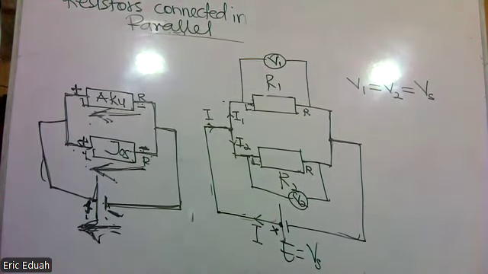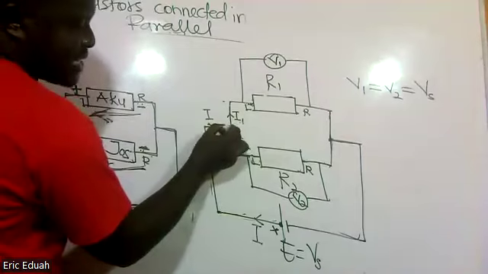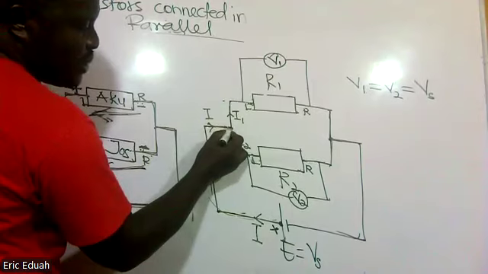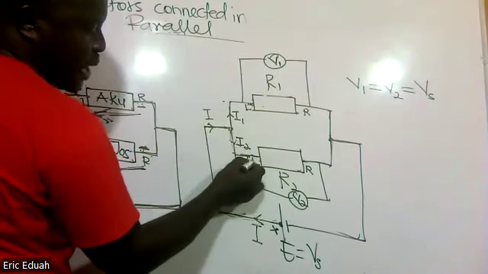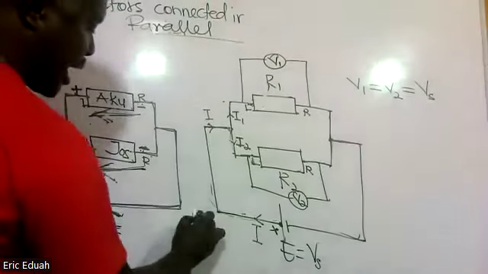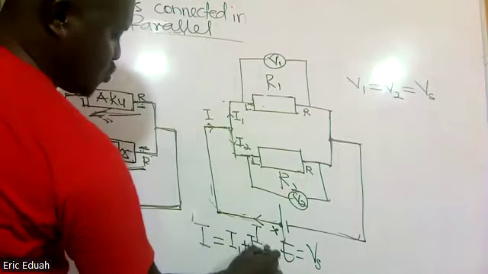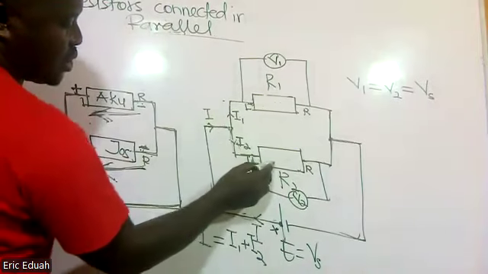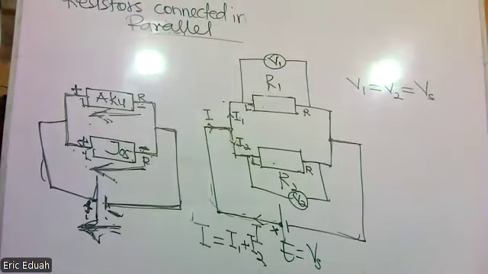Yes, please. But they will have different currents, because there is a junction. When the source current gets to the junction, it breaks into what is going into R1 and what is going into R2. But in the long run, I would be equal to I1 plus I2. When we combine what is going into this and what is going into this, they should be equal to what is entering the junction.